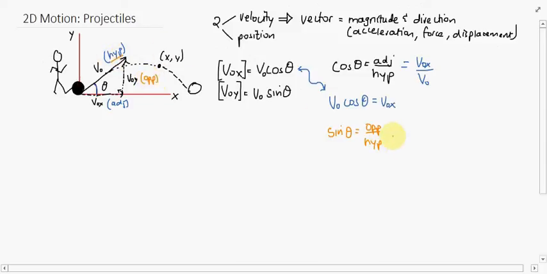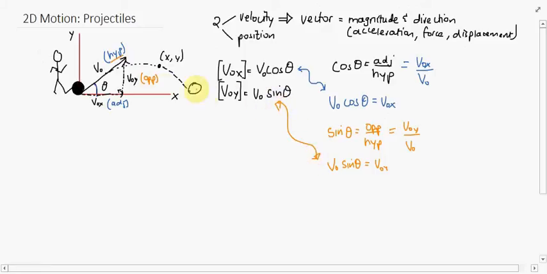So if I again replace the labels, this would just be v sub naught y, and this would be v sub naught. Again, I would multiply that out. This would become v sub naught sine of whatever the angle is, which gives me this v sub naught y. And again, that's what we have over here. So that's just kind of where it comes from, right?